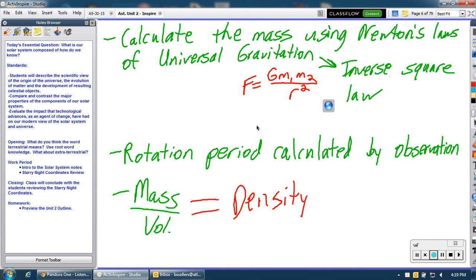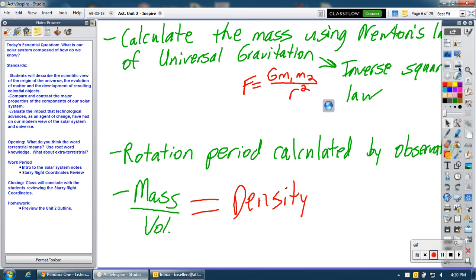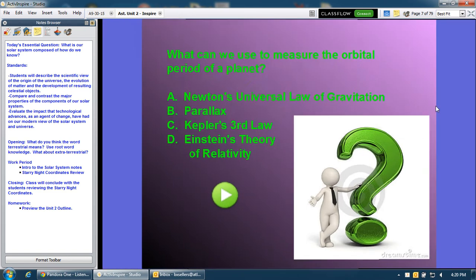We can calculate the rotation period of a planet, typically by observation, unless there's something that inhibits that. Some gaseous planets are a little bit harder to calculate based on that. Density of planets, we can calculate the volume, and then divide the mass by that, giving us the density of these different planets.